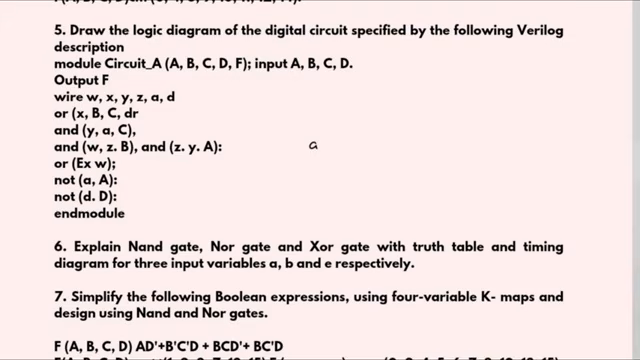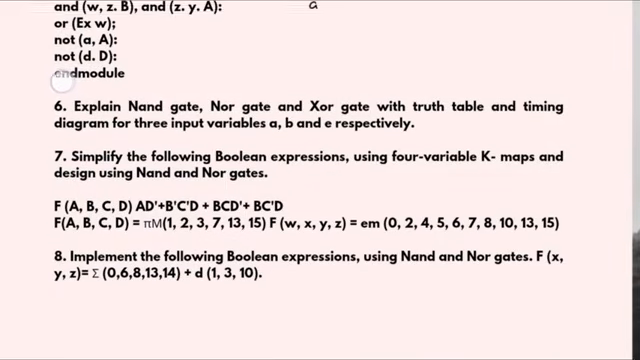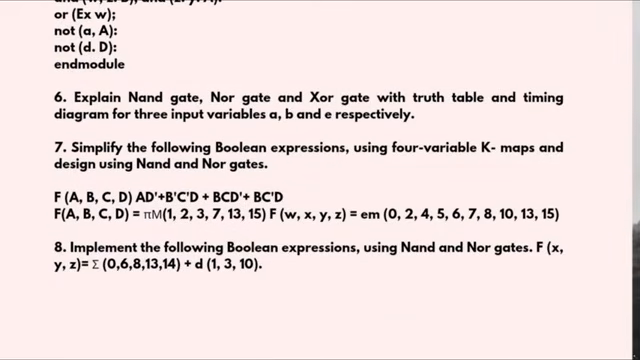And some theoretical questions are also there. Explain NAND gate, NOR gate and XOR gate with truth table and timing diagram for 3 input variables respectively. Simplify the following boolean expressions using 4 variable K-maps and design using NAND and NOR gates. So these are the types of questions; you can go through these varieties of questions.